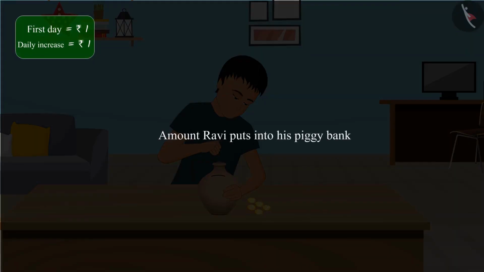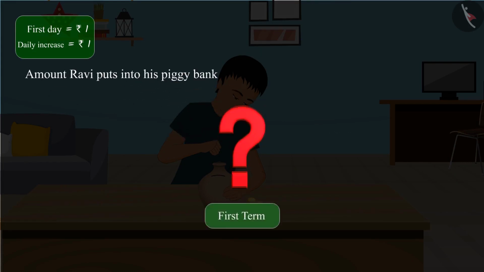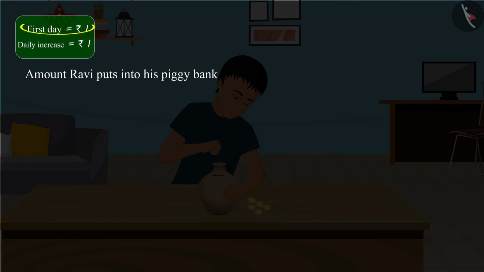For this, we have to make a list of the amount Ravi puts in his piggy bank every day. What will be the first term of the list? Absolutely right. The first term a will be 1 because he puts 1 rupee in the piggy bank on the first day. Because Ravi increases the amount by 1 rupee per day, he will put 1 plus 1 equal to 2 rupees in the piggy bank the next day.